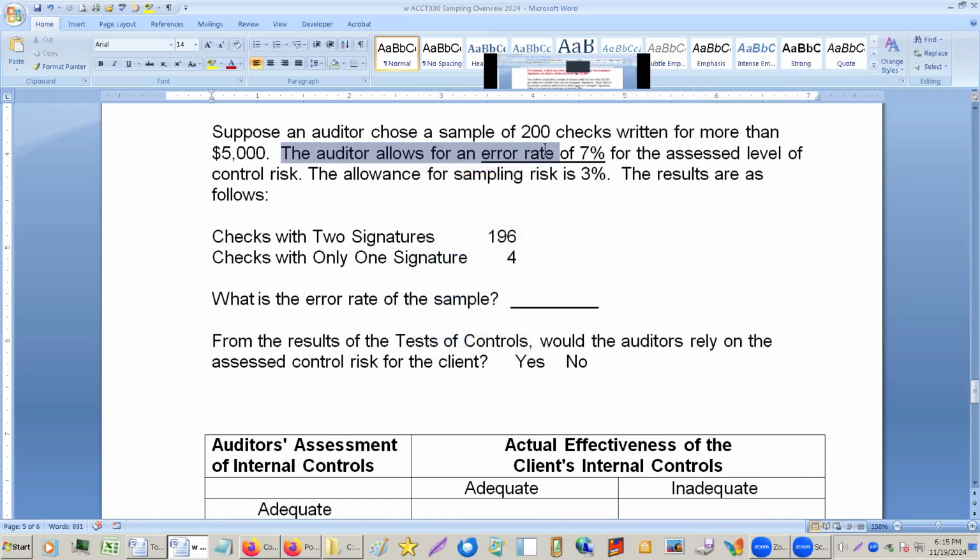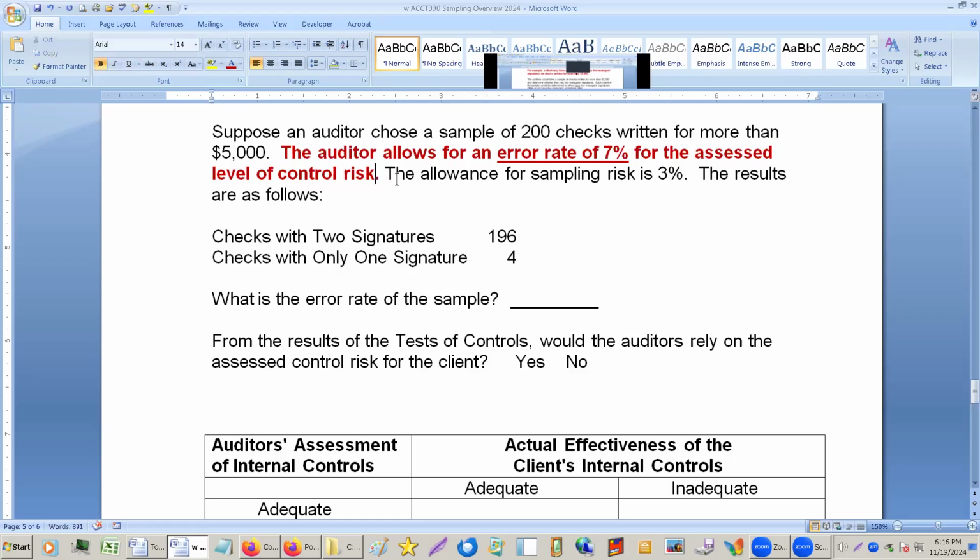Okay, the auditor allows for an error rate of 7%, for whatever the assessed level of control risk is. Let me fill this in a little bit. So for example, let's say it's 7%, maybe they want to be 95% sure. Whatever the assessed level of control risk is, if they want to say we'll allow for 5% of it to not match up, we allow for an error rate of up to 7%. Now, it doesn't have to be 7%, but up to 11%.